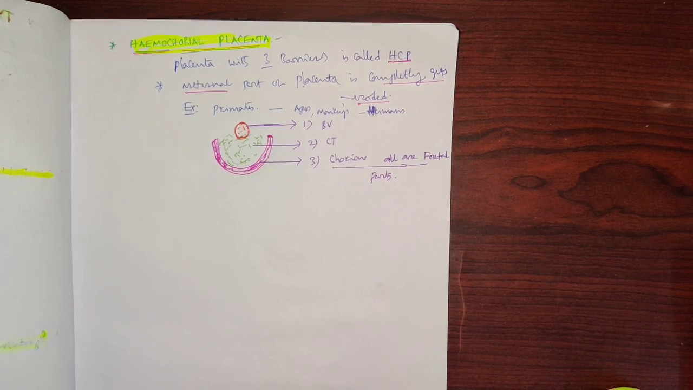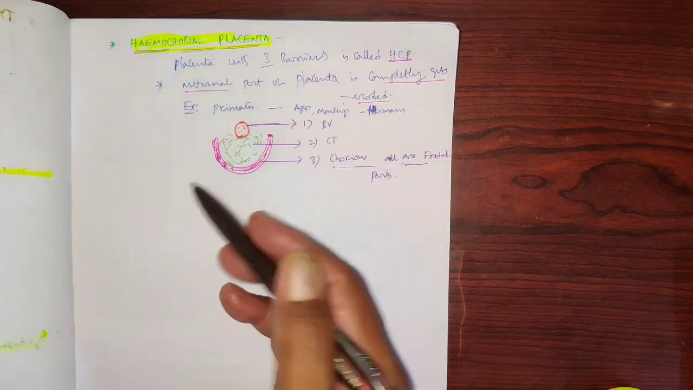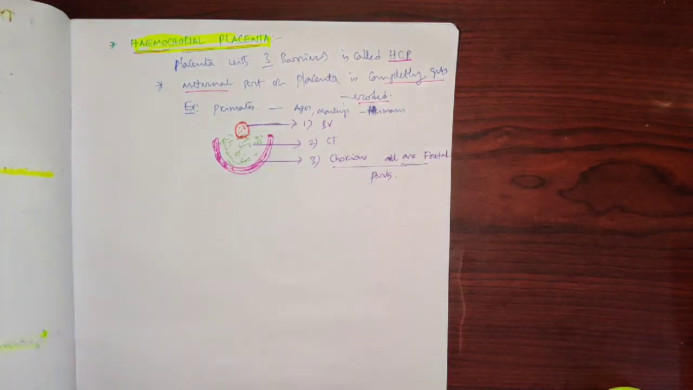This is very important for the NEET level. This question is asked many times: human placenta belongs to which of the following. So pick hemochorial placenta as the option. Now let's go with another type of placenta.